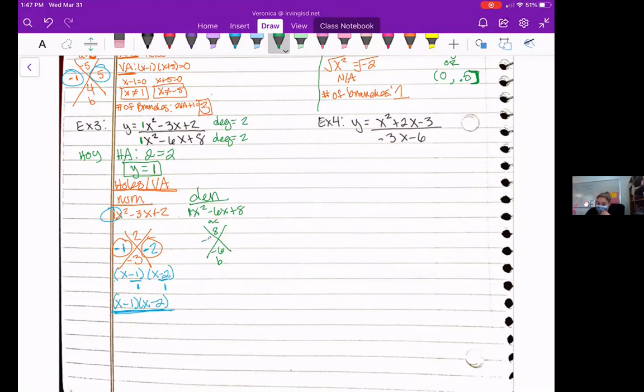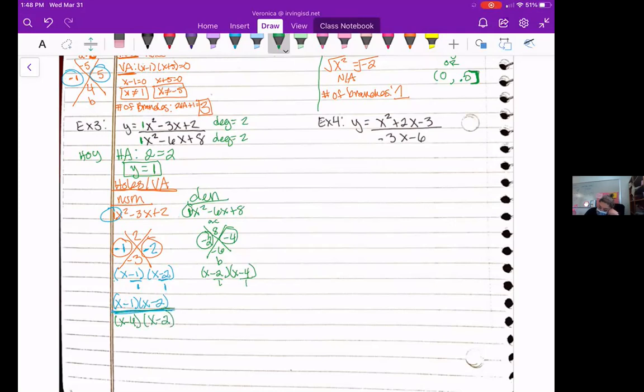Yep, -2 and -4. -2 times -4 is 8. -2 plus -4 is -6. So we can now put this in factor form. So we're going to have x minus 2, x minus 4. When we divide by a, which is 1, it's not going to change anything. So we're going to have x minus 4, x minus 2.